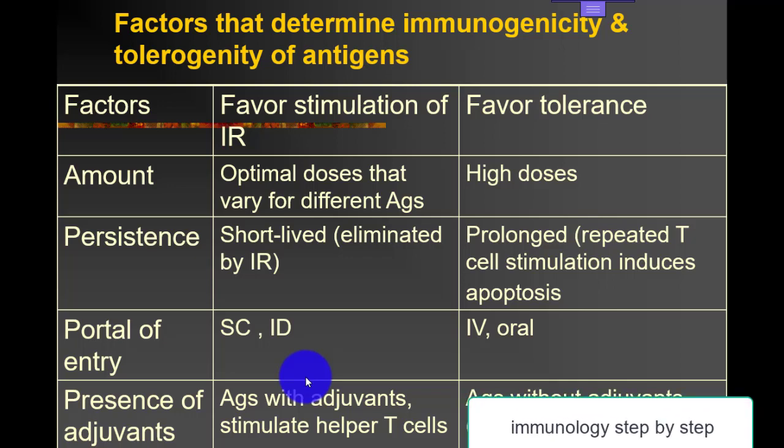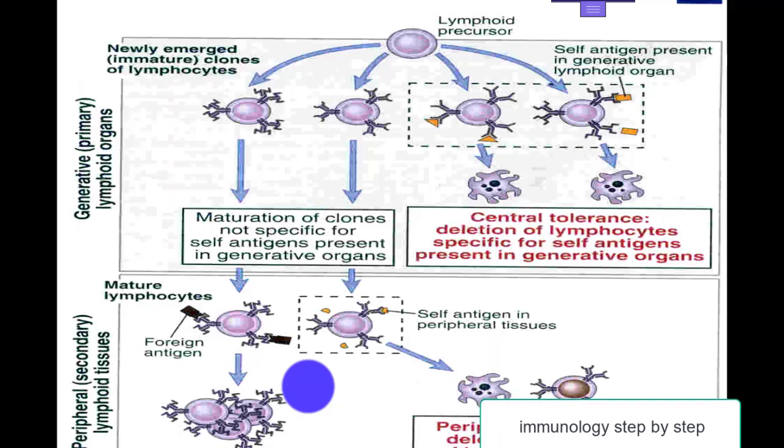The antigen with adjuvant stimulates helper T cells; antigen without adjuvant is tolerogenic. Properties of the antigen presenting cell: high level of co-stimulators, low level of co-stimulators and cytokines.